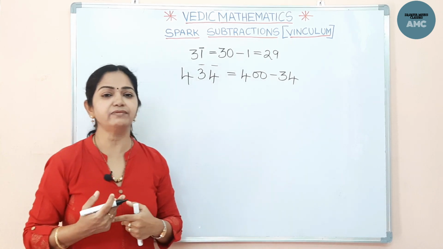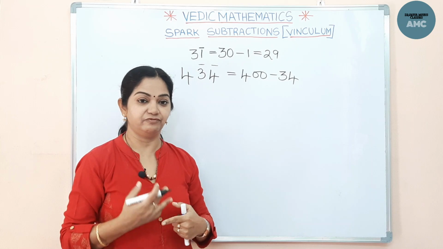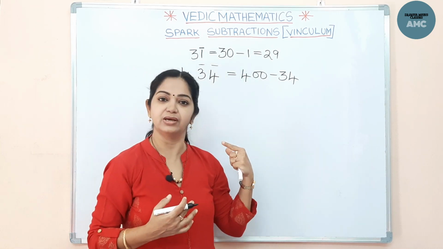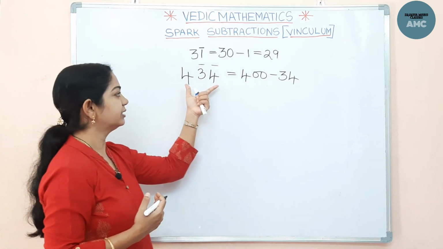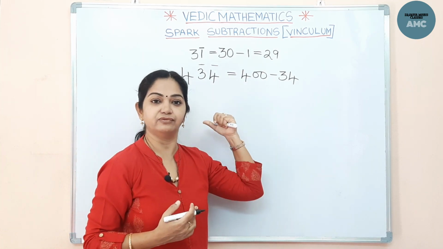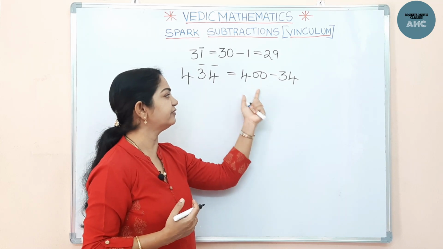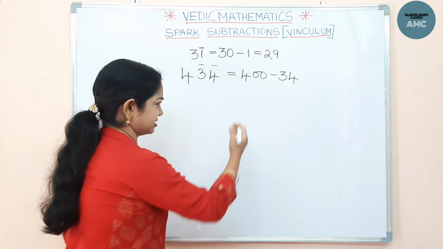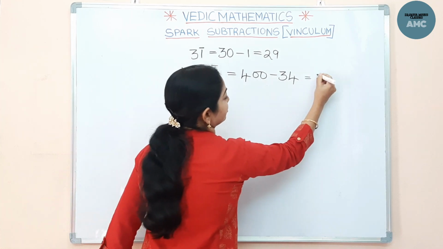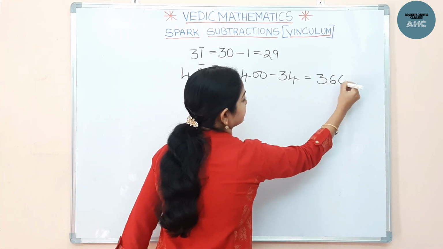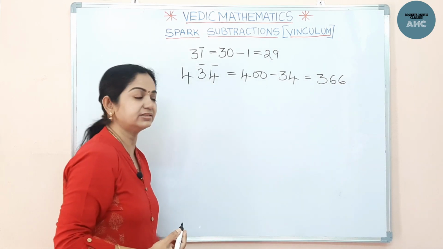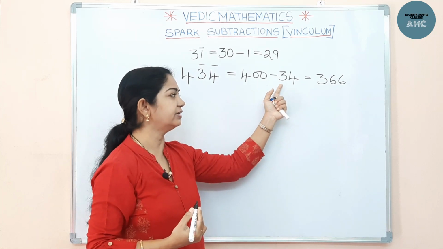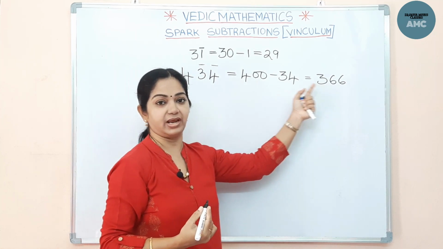Now, why we want all this? You may get a doubt. We are going to use this concept of Vinculum for the spark subtractions in Vedic mathematics. Now here, this means 400 minus 34. Now here, you may feel difficulty in subtracting 400 minus 34, isn't it? Now this comes to around 366, okay? I suppose, right, this is 366. So students, you may feel somewhat little difficulty in subtracting like this.